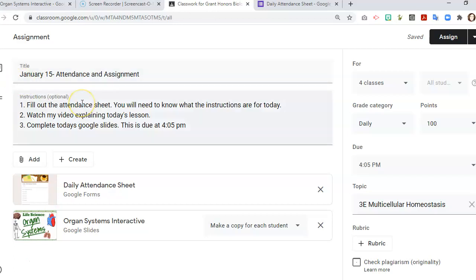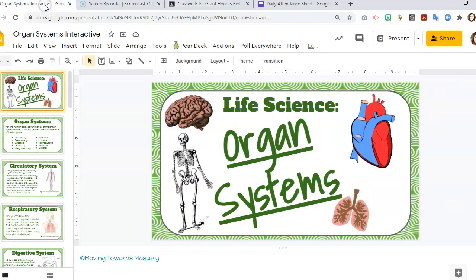So, today is January 15th. On this assignment, there are a couple things you need to do. The first is attendance, so I can keep up with that and make sure that you guys are paying attention. In the Google Sheet itself, it's going to ask you what the instructions are today. So you got to make sure that you are reading the instructions and paying attention to this video. And then I'm going to go through and talk to you guys about how to answer these Google slides. So let's go ahead and get started.